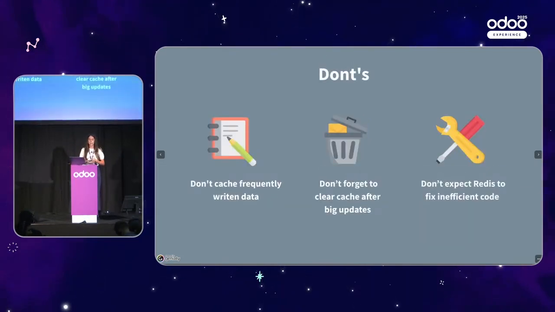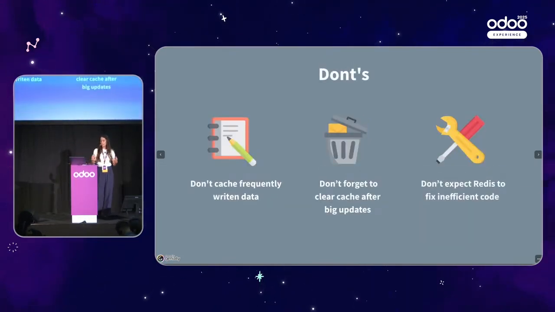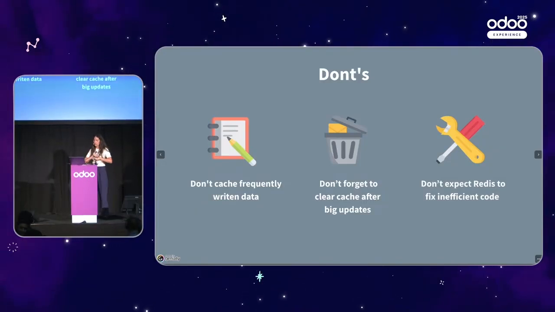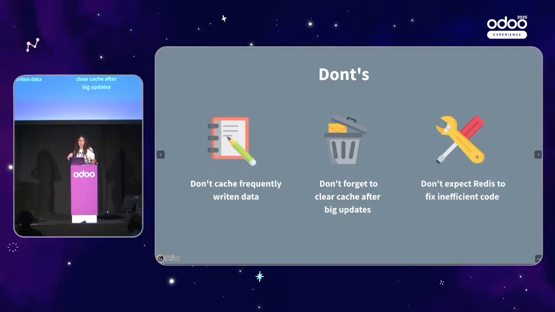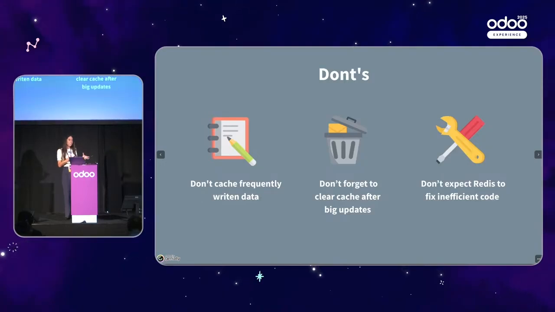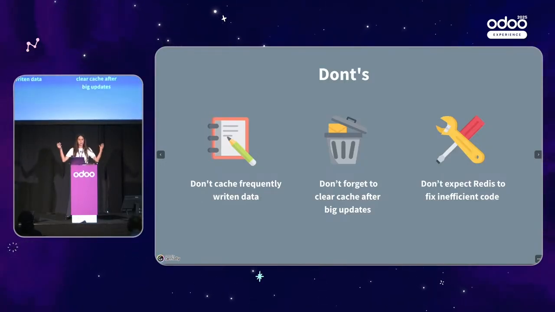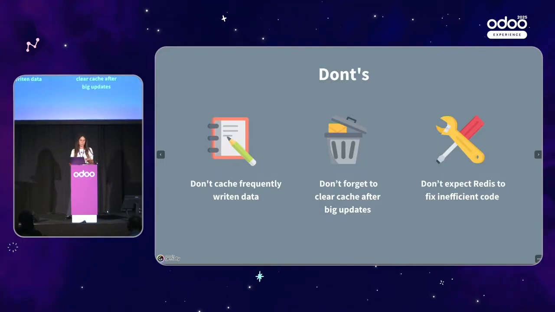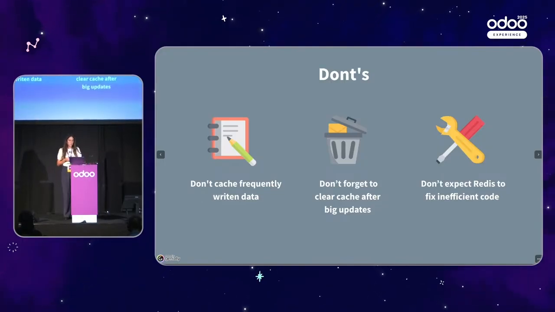Our don'ts are: do not cache frequently written data. Don't forget to clear cache after big updates. And of course, don't expect this to fix your inefficient code. Just try to find the balance and make the most out of it.